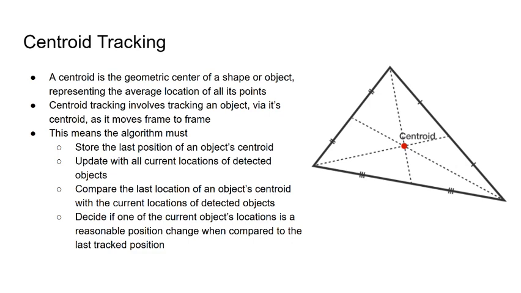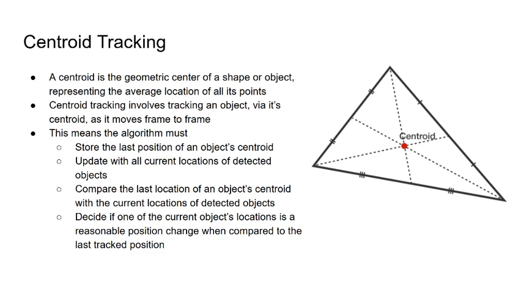Everything has a centroid. It's kind of a center of gravity type thing. So, centroid tracking involves tracking an object via its centroid as it moves frame to frame. As we go forward, we're going to consider the bounding boxes that we've detected and generated as geometric objects, compute the centroid, and start trying to track based on that. So just keep that in mind.